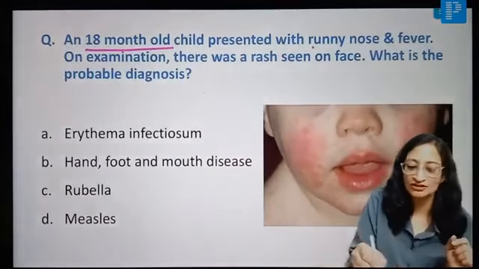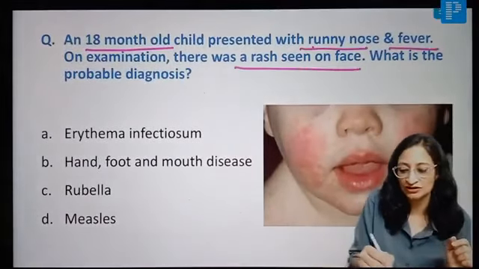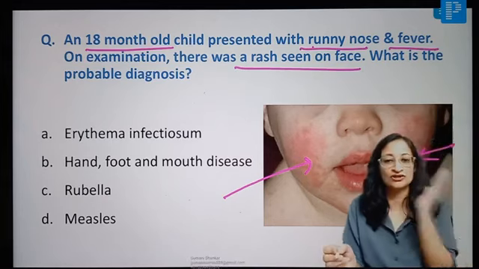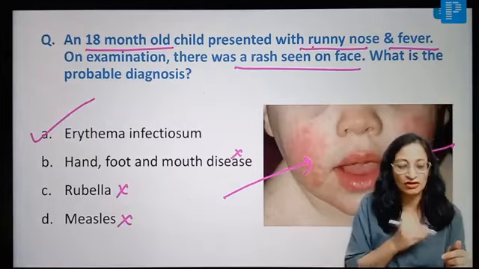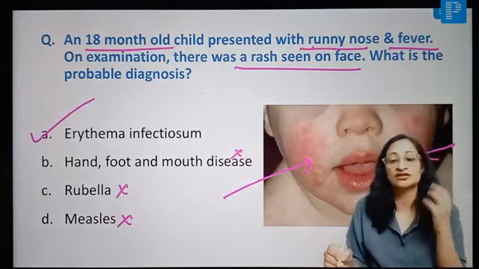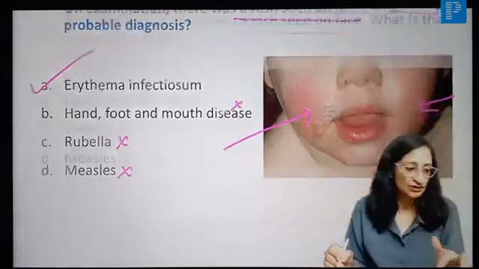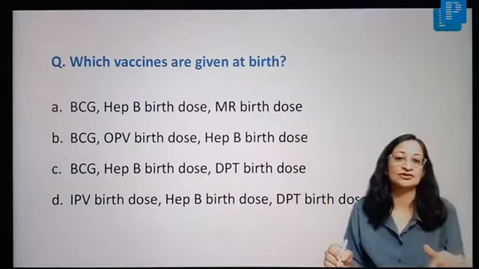An 18-month-old child presented with runny nose and fever. On examination, there was a rash seen on face. Can you see as if somebody has slapped on the cheek? Slapped cheek appearance of the rash. So that is seen in erythema infectiosum. Not a feature of hand, foot, mouth disease, rubella, or measles. Rubella has got a measles-like rash, but it is a less severe illness, and in rubella you also get posterior lymphadenopathy in addition. Now, which vaccines are given at birth?